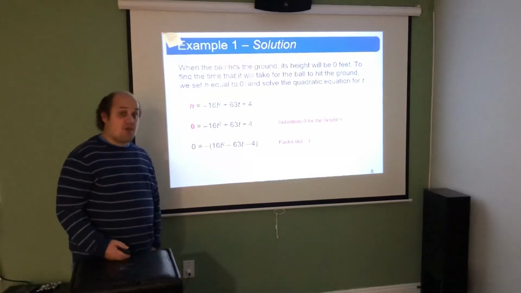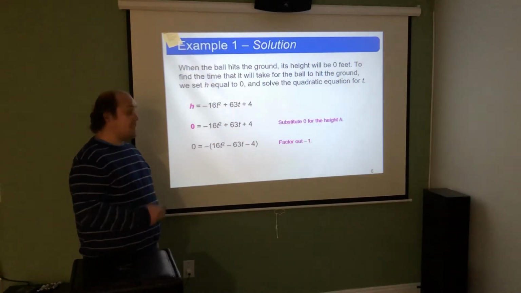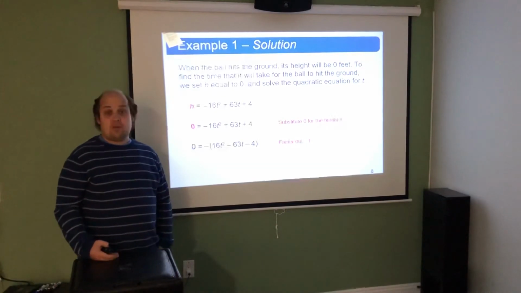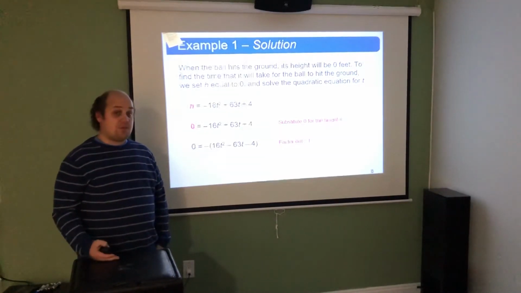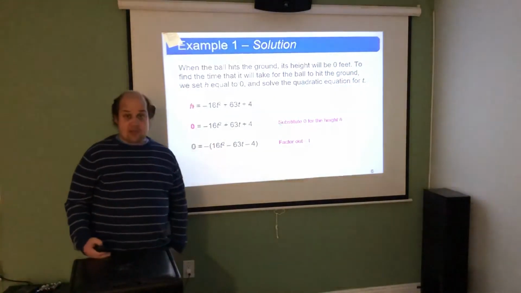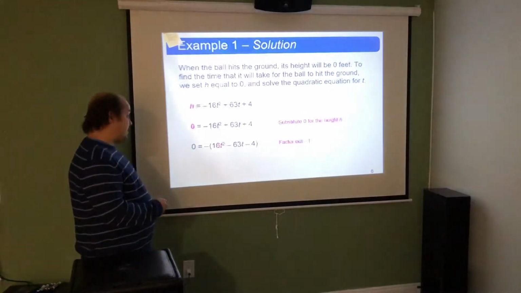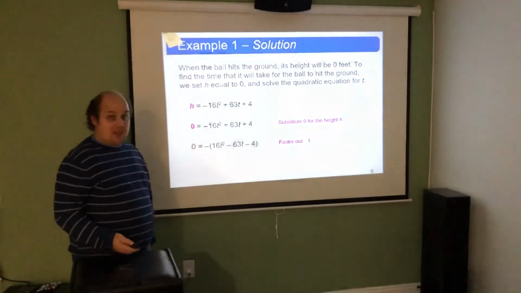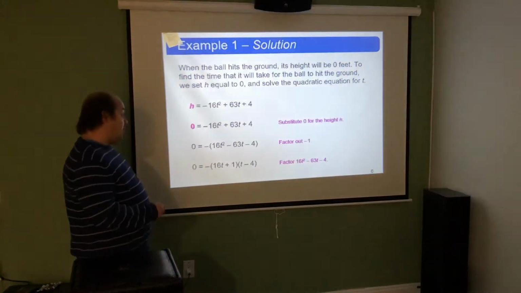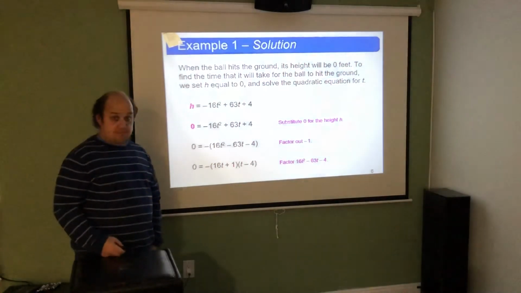I can apply the cross method to this, doing first times last term. 16 times negative 4 gives me negative 64. So I'm looking for two numbers that multiply to negative 64 and add to negative 63. That would be negative 64 and 1. I could then split this using the grouping method and finally figure out what the factors are. Doing all that work would get me to 16t plus 1 and t minus 4.